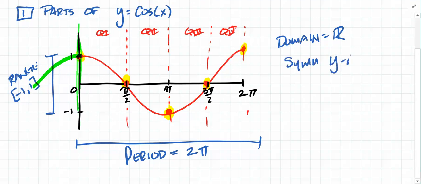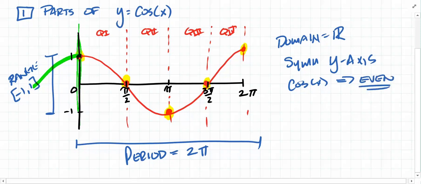That's because cosine of x is what's known as an even function. Not necessarily important for right now, but cosine's an even function, meaning it has symmetry with the y-axis. Don't worry about that part for right now, though. Just something interesting there. Okay.